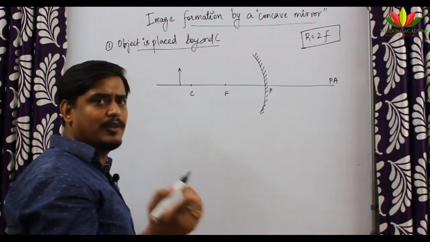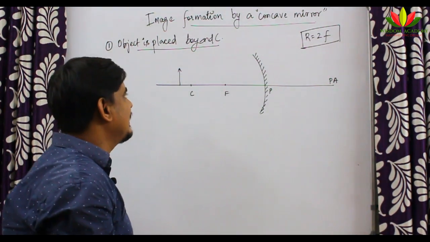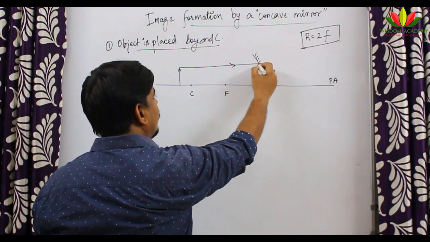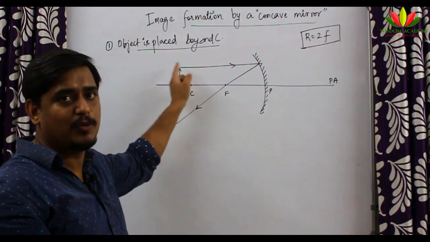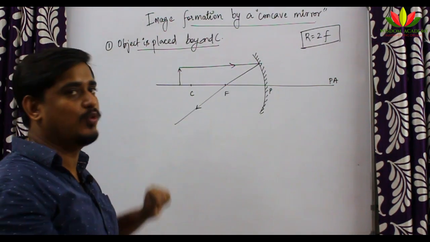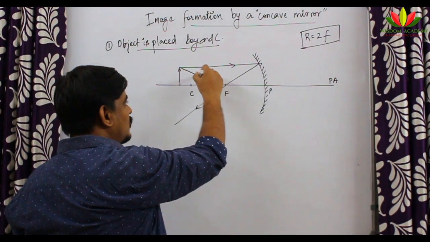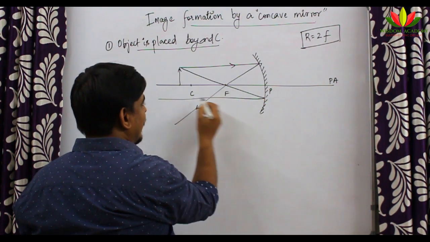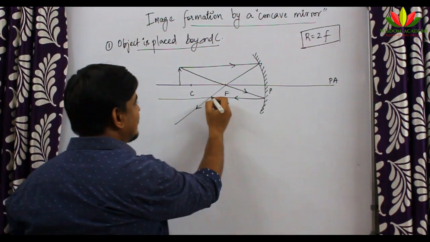So I will choose the first rule of reflection. The first rule of reflection says that a ray passing parallel to principal axis will converge to focus, right? So this ray which is parallel to principal axis has converged to focus. Second rule I will take is a ray passing through the focus becomes parallel to principal axis. It goes like this. So see where they have intersected, they have intersected here.